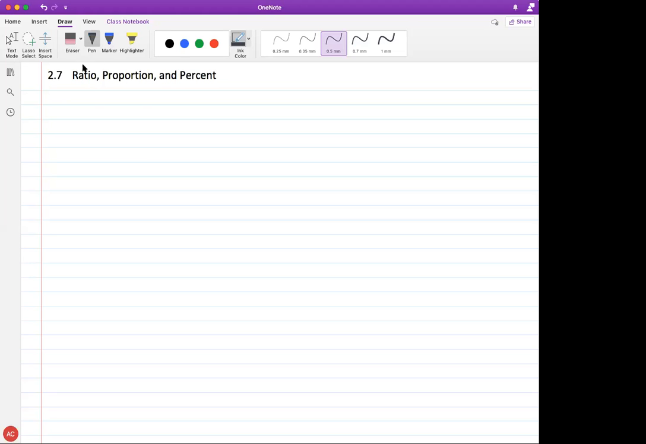Today we're going to be talking about ratios, proportions, and percents. So we're done with the equations and their applications. This is actually one of the applications of linear equations. We're going to see how to solve problems involving percents using linear and first degree equations. So let's first start with ratios.